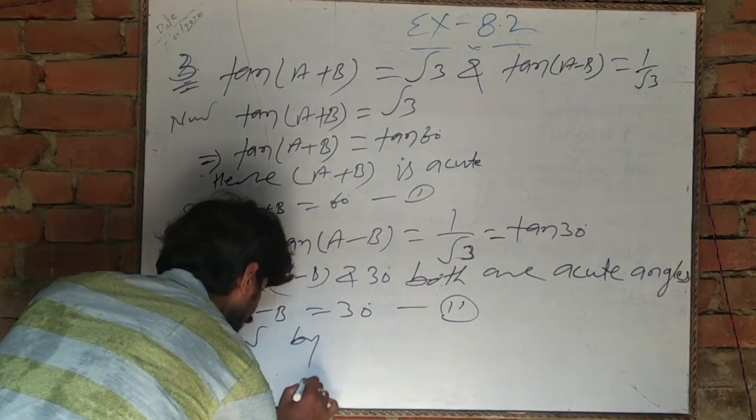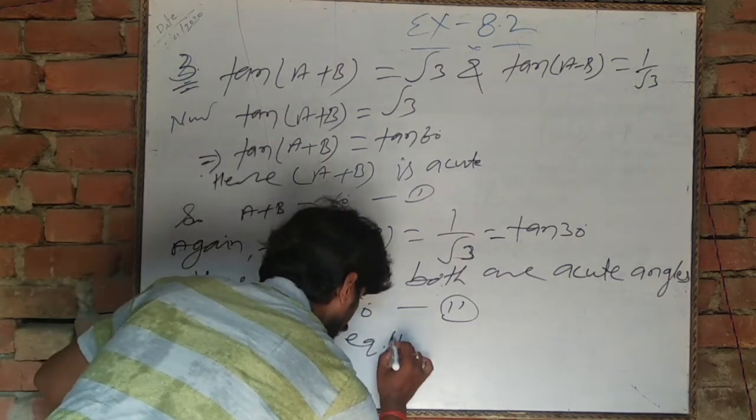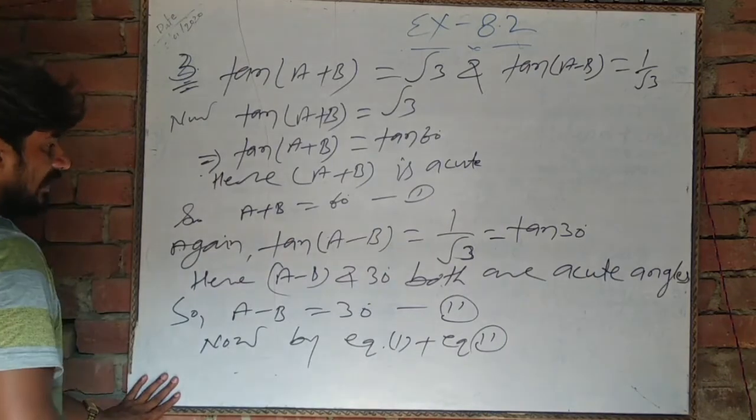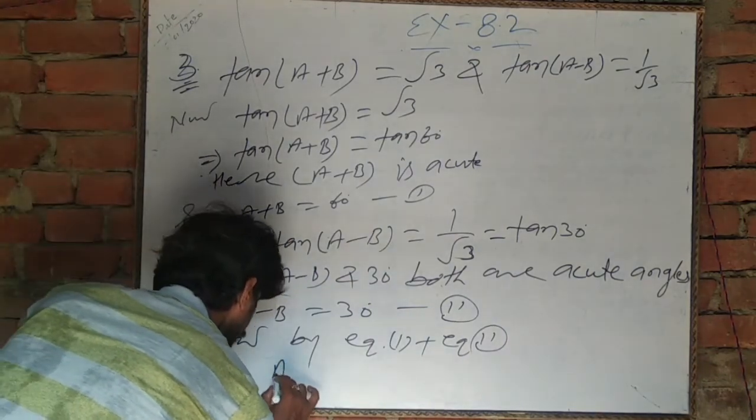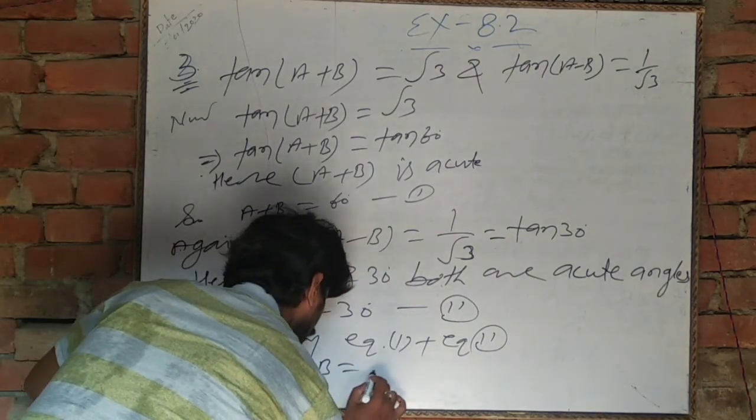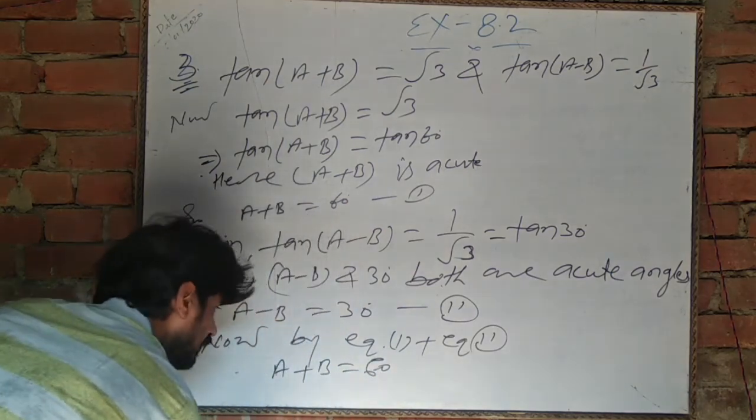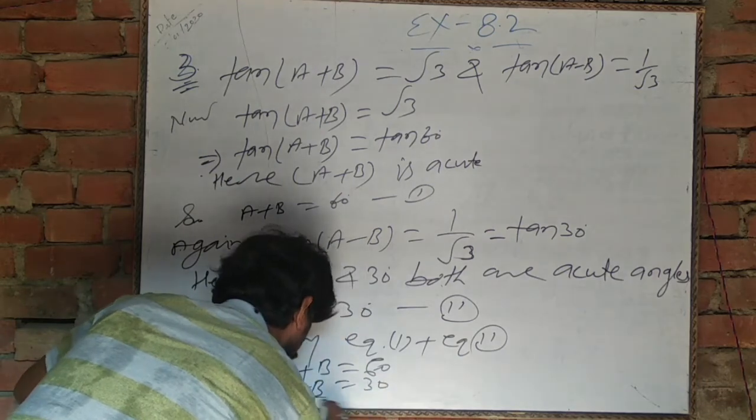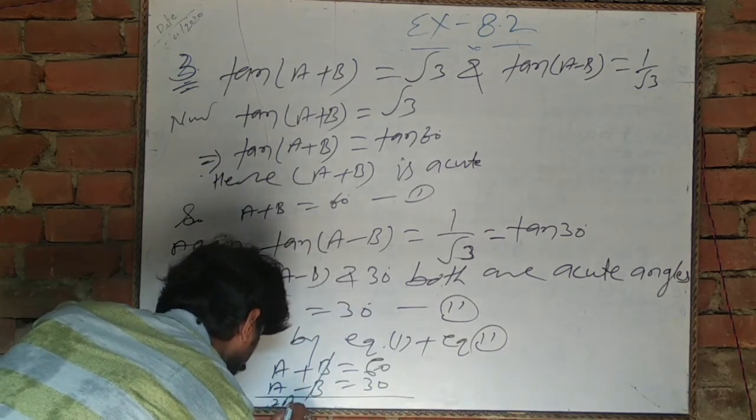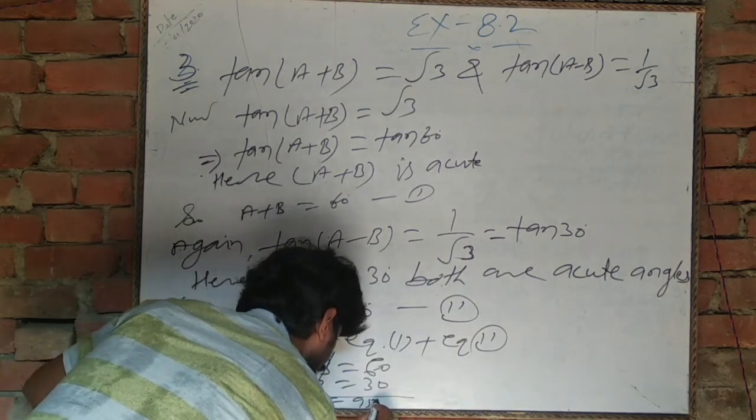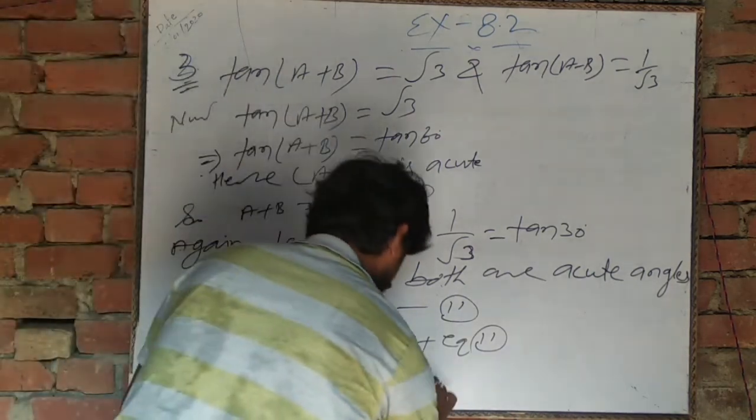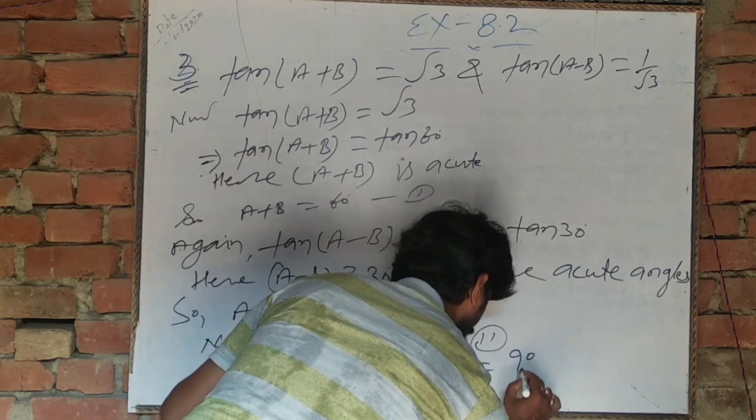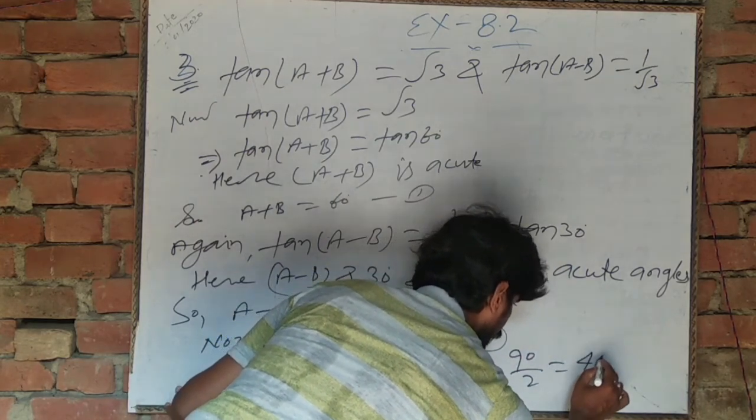Now by addition of equation first and equation second, we will get A plus B is equal to 60, A minus B is equal to 30. When we add, we will get 2A is equal to 90 degree. So A is equal to 90 by 2, equal to 45 degree.